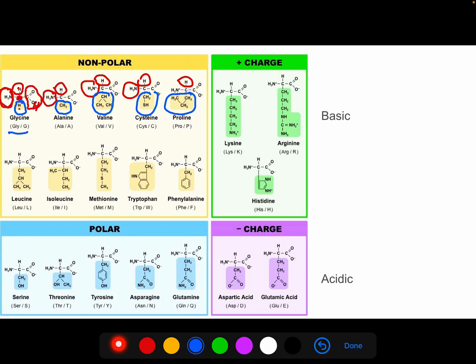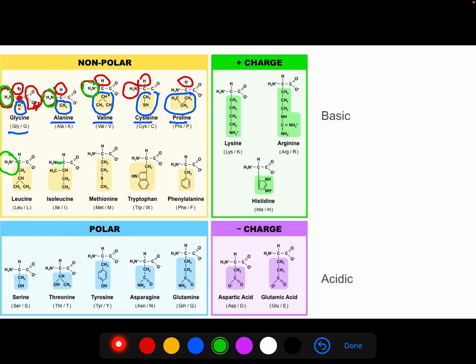So glycine has a hydrogen as an R group, alanine has CH3, valine has isopropyl, and cysteine has CH2SH, proline has different. So what's important here, all amino acids except proline will have primary amines. That's what the sentence was. Primary amines, that means, remember, amine groups are on this side of the molecule. This is our amine group. And these amine groups are connected to one carbon on this side. So they're all primary amine.